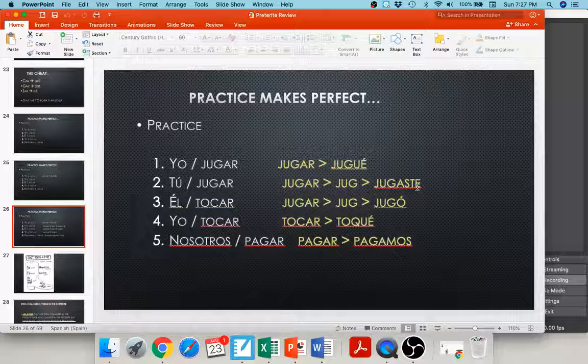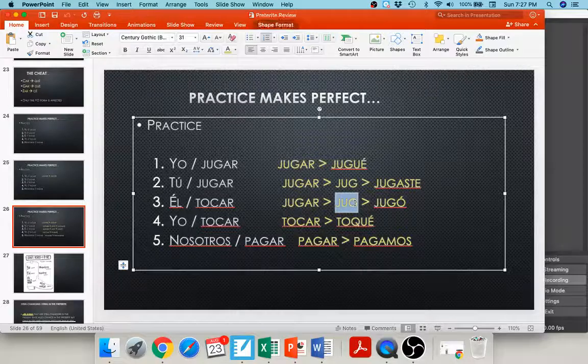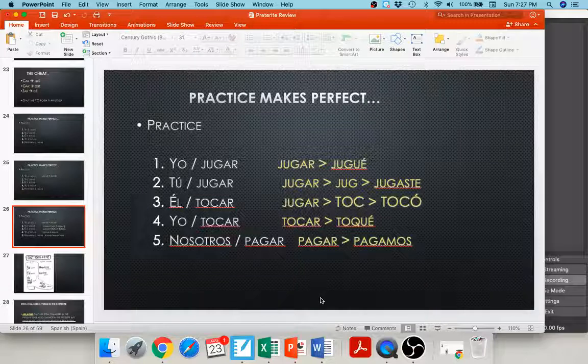Same thing with number 3. Tocar is a car verb, but in this case, it's not in the yo form. So él and tocar, we're going to chop off our AR in tocar. We're left with toc, T-O-C. And to say that he played, we should get tocó. Tocó, he played. Number 4, though, it is a car verb and it is in the yo form. So in this case, we know that car verbs change to qué. We should get toqué. Number 5, nosotros and pagar. Again, this is not a yo form verb, so we can conjugate pagar by chopping off the AR and adding amos. Pagamos.